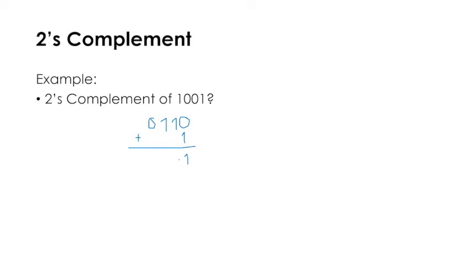So 0 plus 1 will be 1, then bring down the other bits. So the twos complement of 1, 0, 0, 1 is 0, 1, 1, 1. Let's try another one. What is the twos complement of 1, 0, 1, 1, 0, 0? First again, let's get the ones complement of this. Let's just invert it. So we will have 0, 1, 0, 0, 1, 1. And then we will add 1 to this.